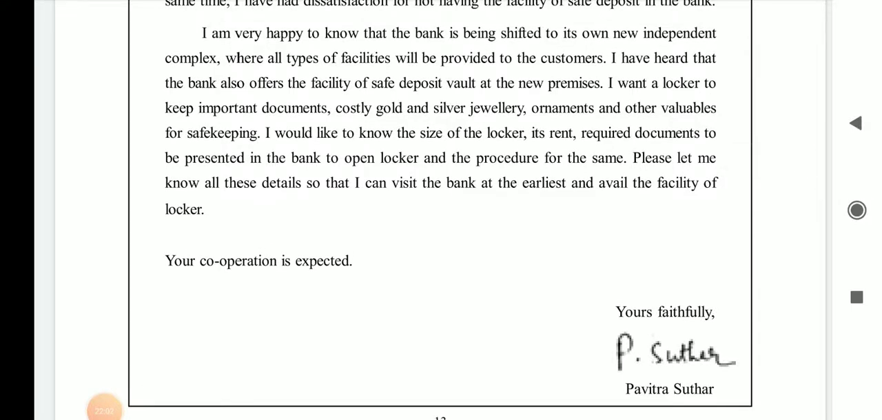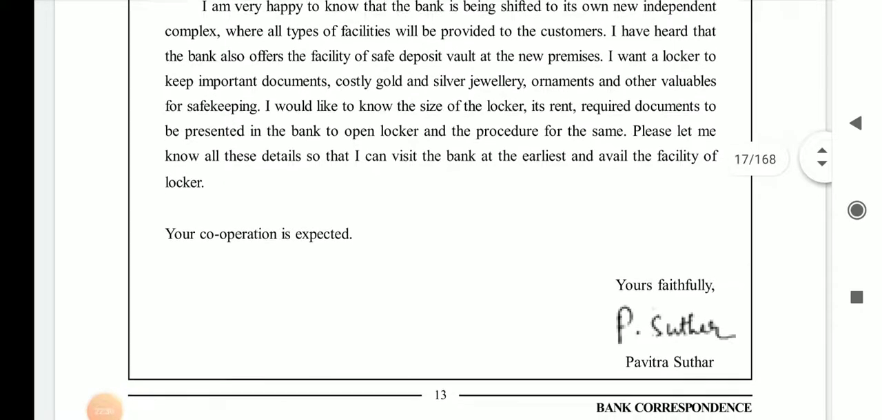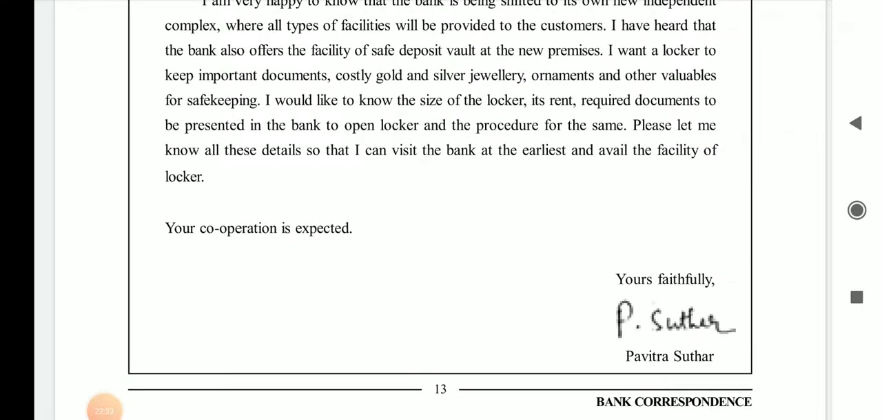I have heard that the bank also offers the facility of the safe deposit vault at the new premise. The lady also said that she had heard that the facility of the safe deposit vault is provided in the new premise. I want a locker to keep important documents, costly gold and silver jewelry, ornaments and other valuables for safekeeping.